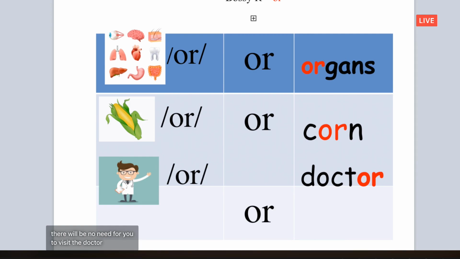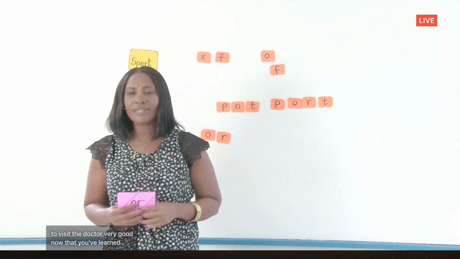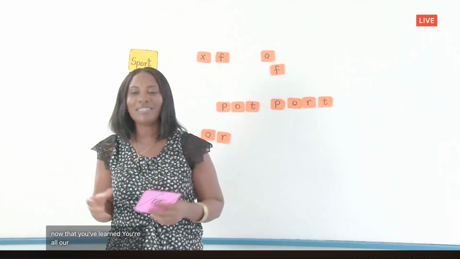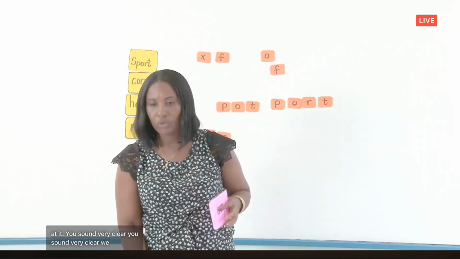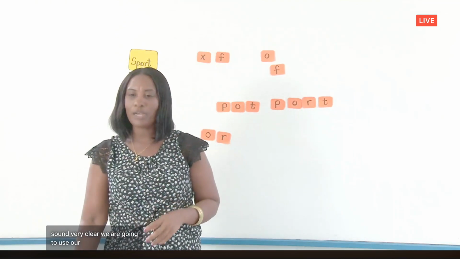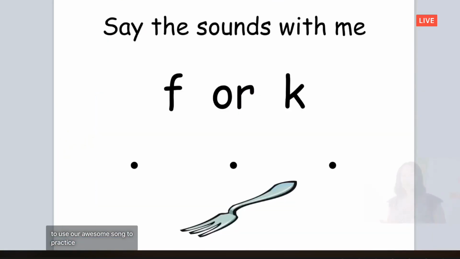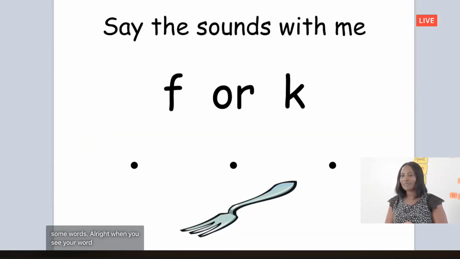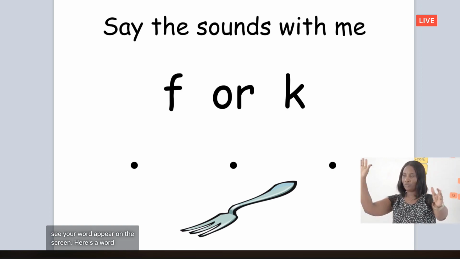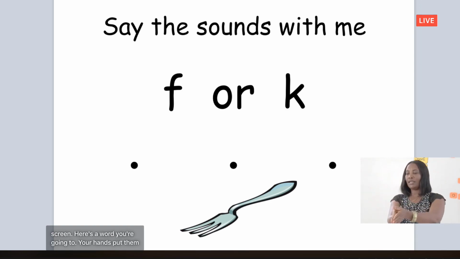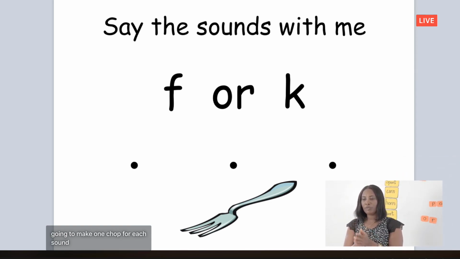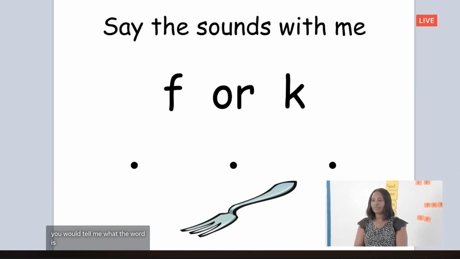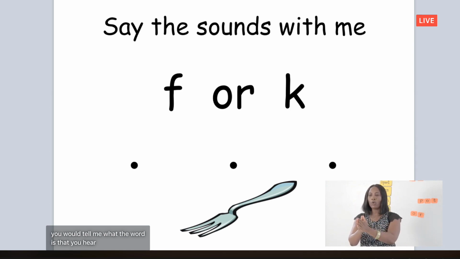Very good. Now that you've learned your OR sound and you are good at it, you sound very clear. We are going to use our OR sound to practice sounding out some words. All right? When you see your word appear on the screen, you're going to put your hands together like this, and we're going to make one chop for each sound of the word, and then you will tell me what the word is that you hear. Let's go. Or, what's that word? One more time.